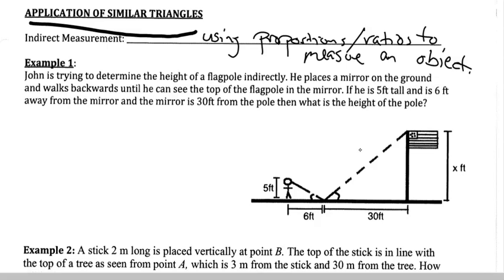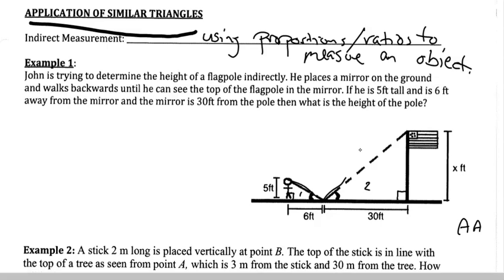So the reason why triangle 1 and triangle 2 would be similar is we already know that these angles are going to be the same because the light bouncing off the mirror will make these angles the same, and both the person and the flagpole are standing at 90 degrees. That means by AA, the two triangles are similar.